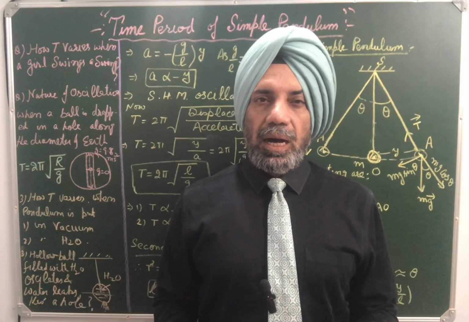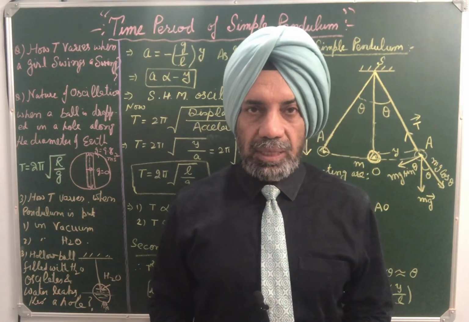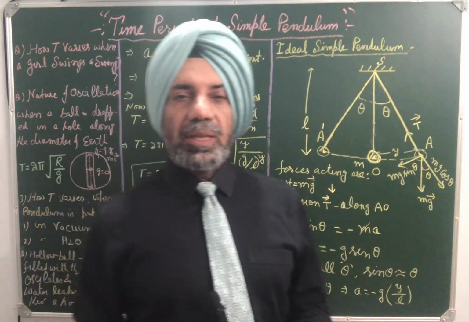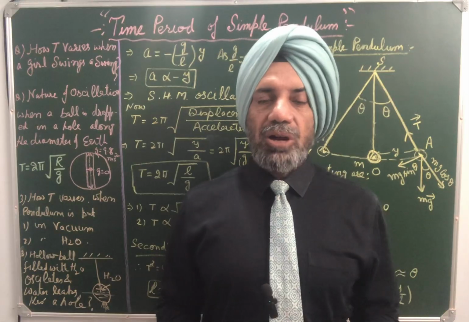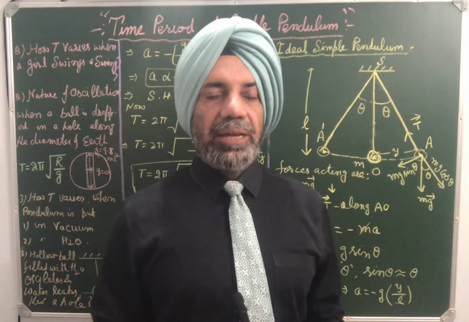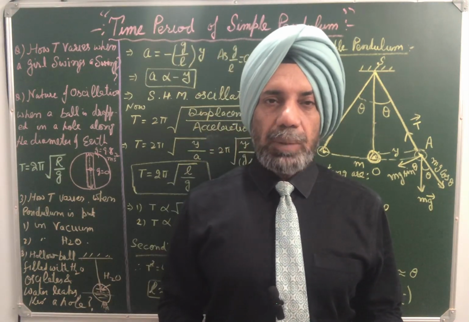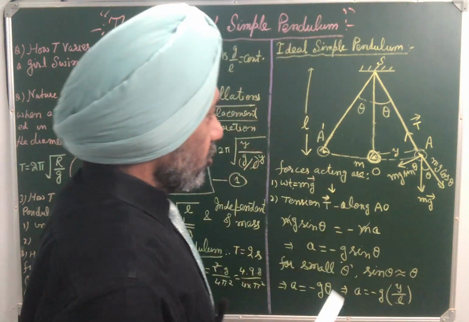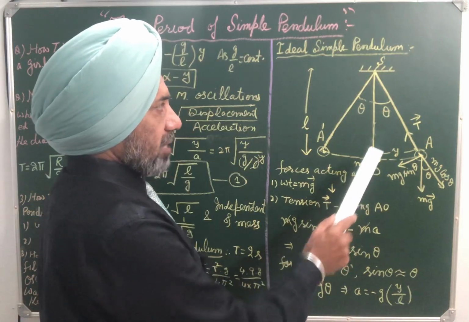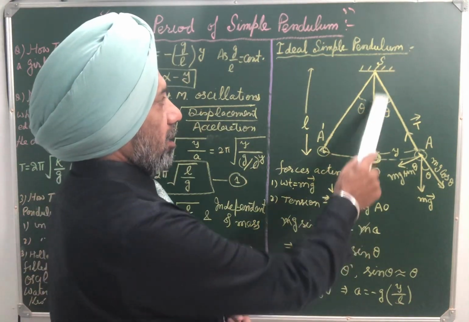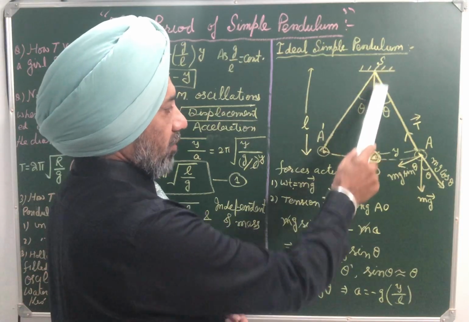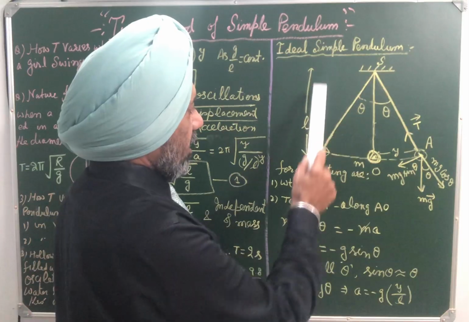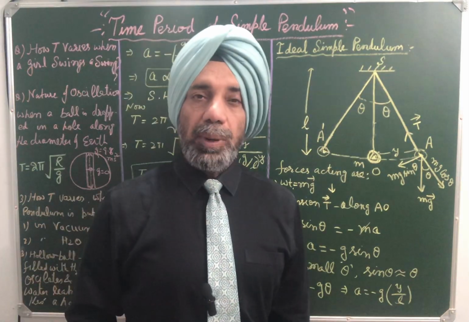So a heavy metallic bob suspended from a rigid support by means of a light string serves the purpose of a simple pendulum. So suppose we have a bob of mass m suspended from a rigid support S with the help of a string. Suppose L is equal to the length of the simple pendulum.